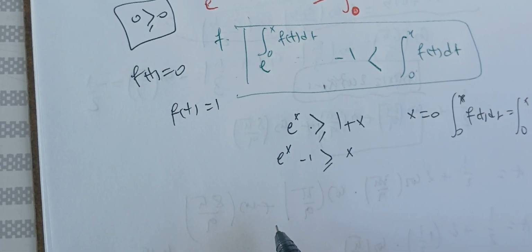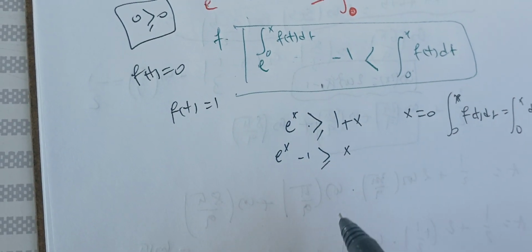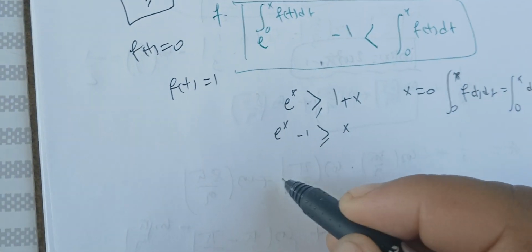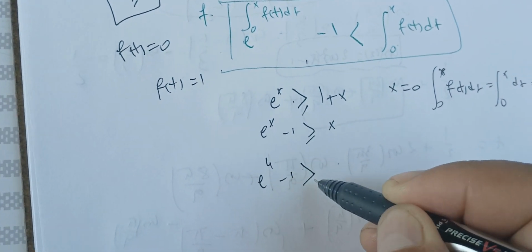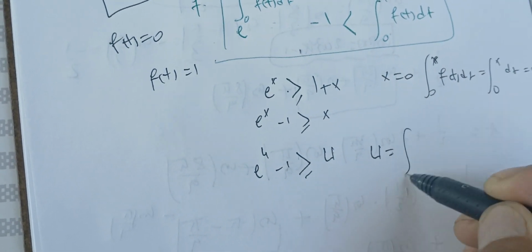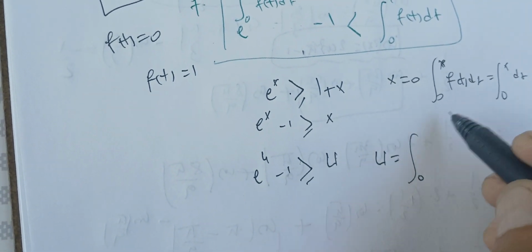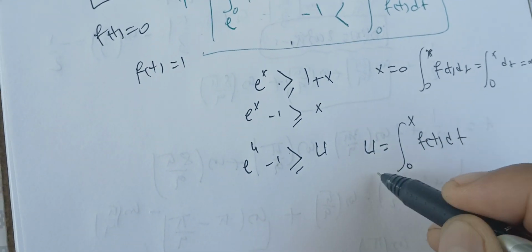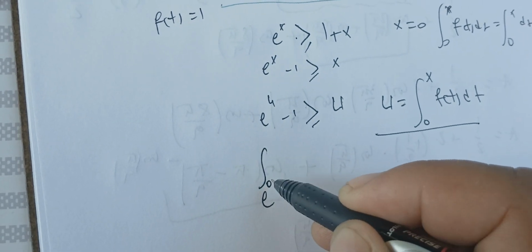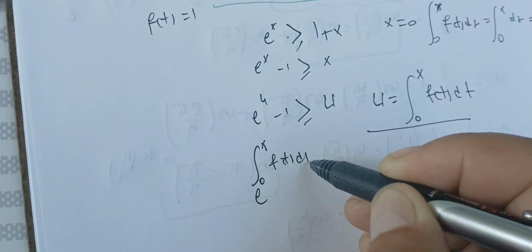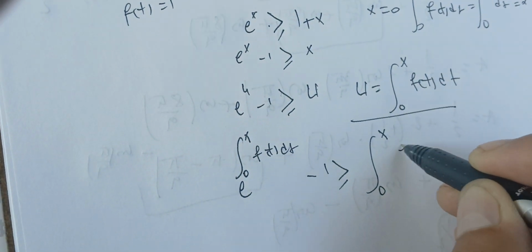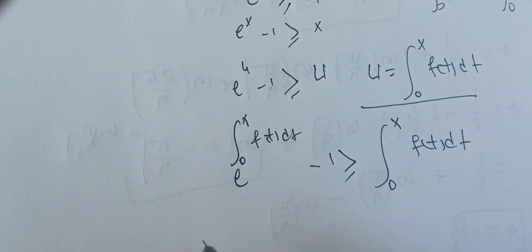Therefore, if we change this variable, we let e to u minus 1 is bigger than u. And if we let u be the integral between 0 and x of f of t dt, then we have e to the integral of f of t dt between 0 and x, minus 1, is bigger than the integral of f of t dt between 0 and x.